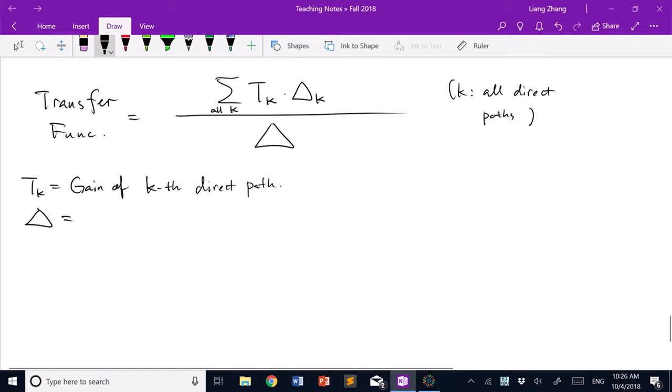This big triangle is a relatively long formula. In general, it can involve an infinite number of terms. So 1 minus, the first 2 terms are very familiar: 1 minus all the loop gains. This is what we have in the simplified version, 1 direct path divided by 1 minus the total loop gains. But in general, since you have touching or non-touching loops, they have to be taken into account. So plus the summation of the product of all pairs of non-touching loop gains.